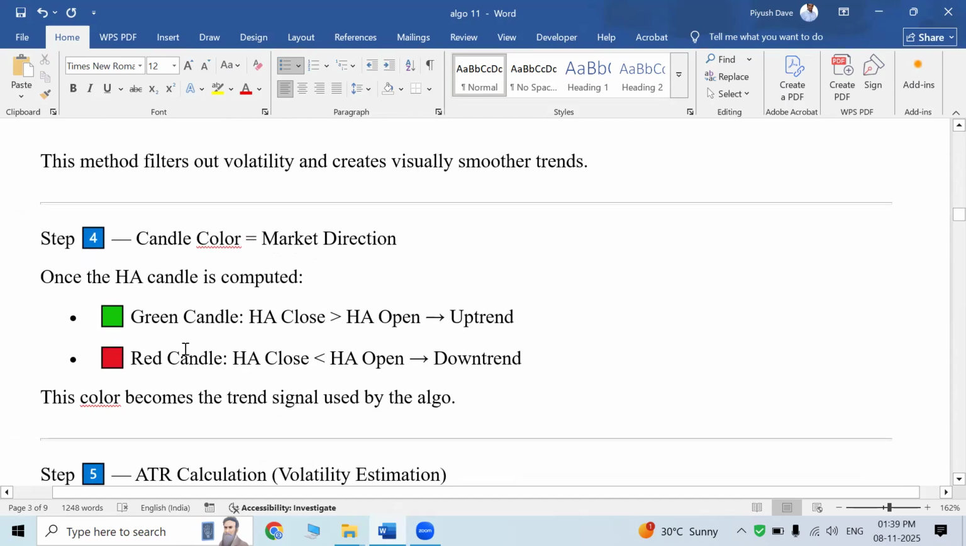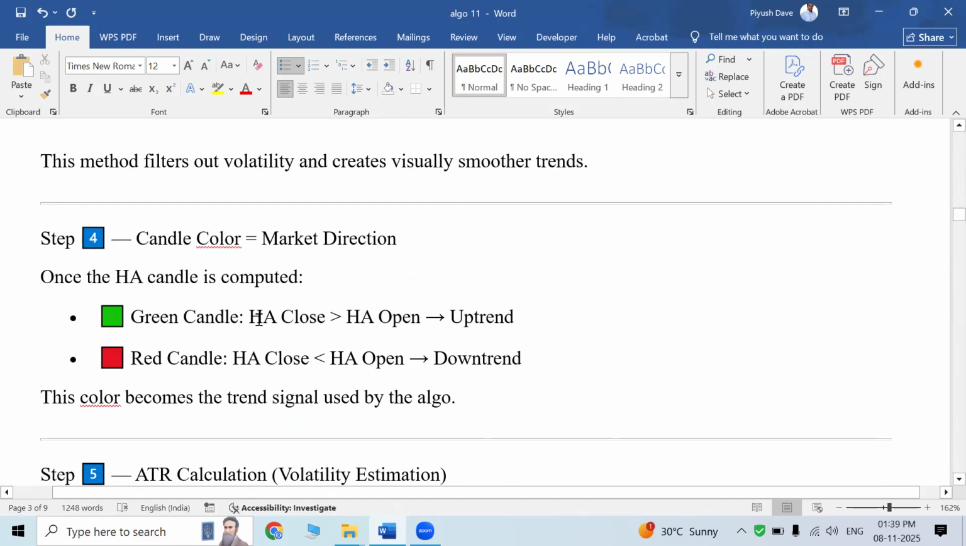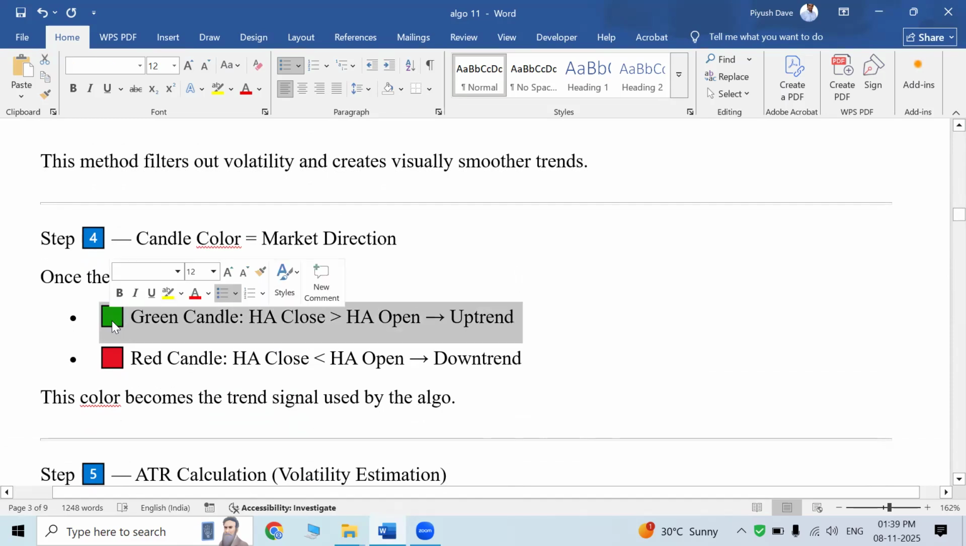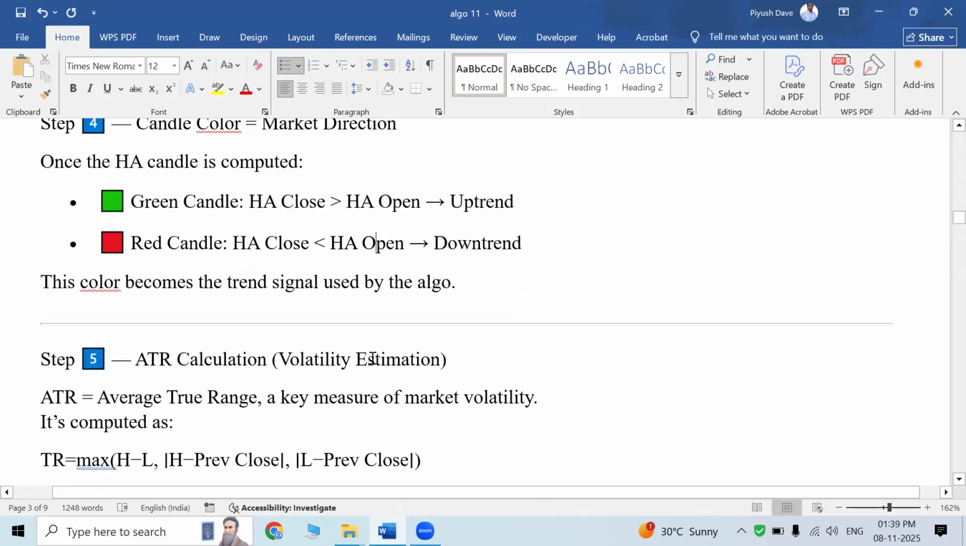What is the use of HA low and HA high? We are going to use them to find out the trend. Once HA close is greater than HA open, we consider it a green candle. And when HA close is less than HA open, we are going to consider it a downtrend, a red candle.